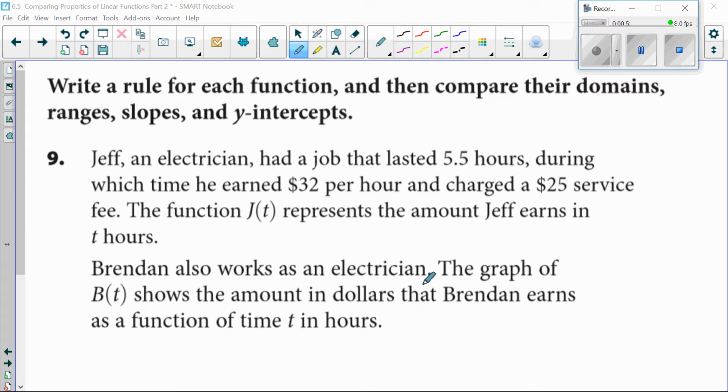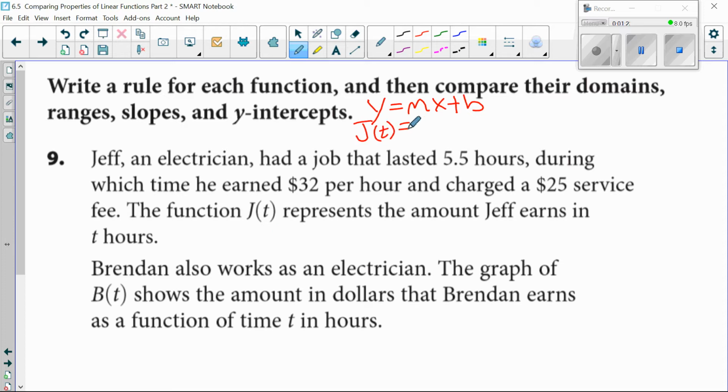Then it says Brandon also works as an electrician. The graph B of T shows the amount in dollars that Brandon earns as a function of T, time in hours. So I'm going to show you the graph in just a second. But first, I want to write out the linear equation. And you usually start with y is equal to mx plus b, where you plug in an x and you get a y. But instead of using y, I'm going to use the actual notation here, J of t.